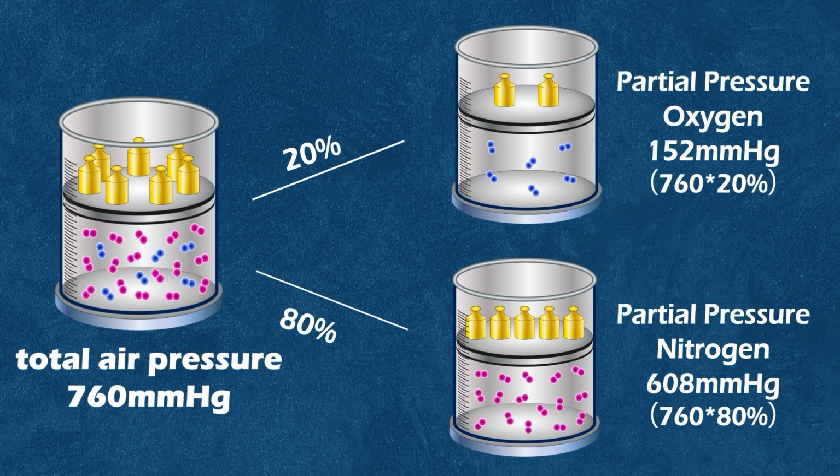The partial pressure of oxygen can be calculated by multiplying the total pressure by the fraction of oxygen in the air, which equals 152 millimeters of mercury. Similarly, the partial pressure of nitrogen can be determined by multiplying the total pressure by the fraction of nitrogen in the air, which equals 608 millimeters of mercury. It is the combination of the partial pressure of nitrogen and the partial pressure of oxygen that gives the air its total pressure of 760 millimeters of mercury at sea level.